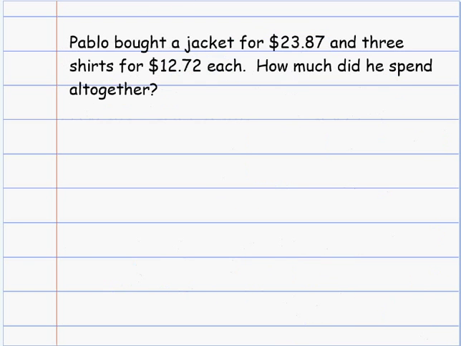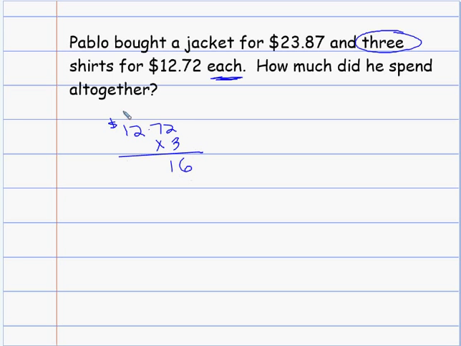Okay, I have one more example. This is one of those two-step word problems. Pablo bought a jacket for $23.87 and 3 shirts for $12.72 each. How much did he spend altogether? Okay, so now if you just take a look at these two numbers and add them together, you're going to have an incorrect answer because it was 3 shirts for $12.72 each. So I need to take that 12.72 and multiply that times 3 to get the total cost for 3 shirts.